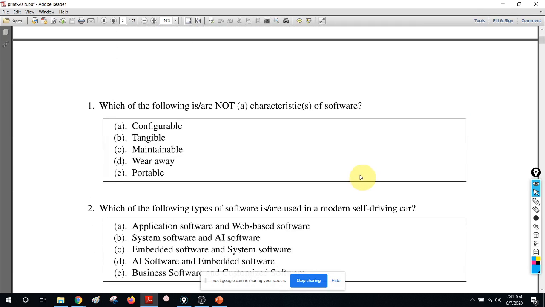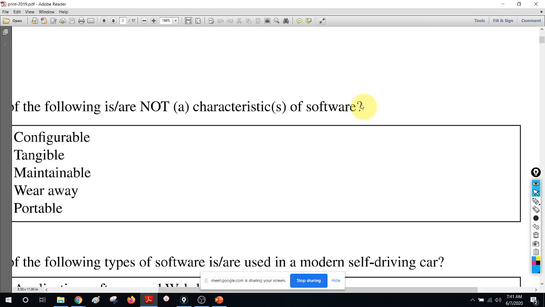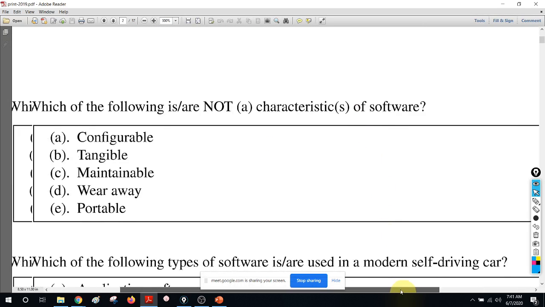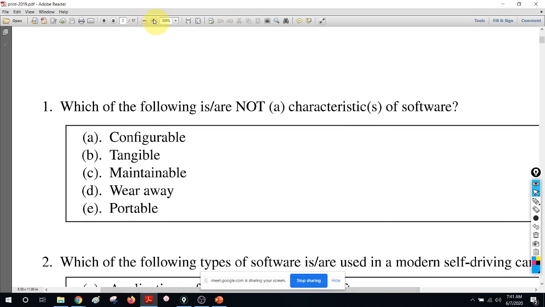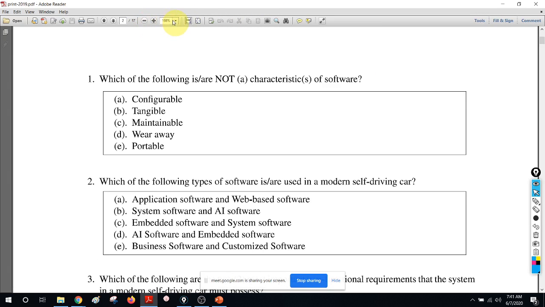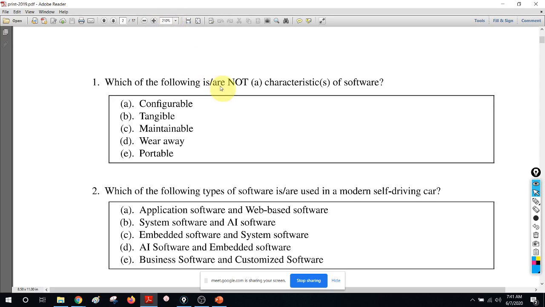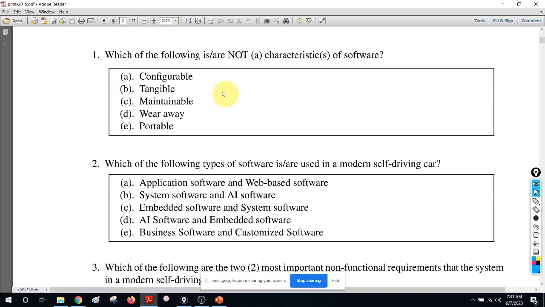First question: which of the following is or are not characteristic of software? So they are asking about not characteristics. I will just zoom it properly. I hope you can see it. Configurable, tangible, maintainable, wearable, portable.